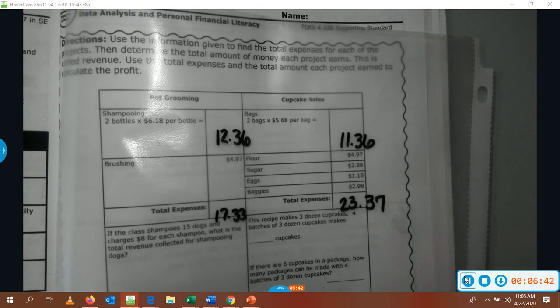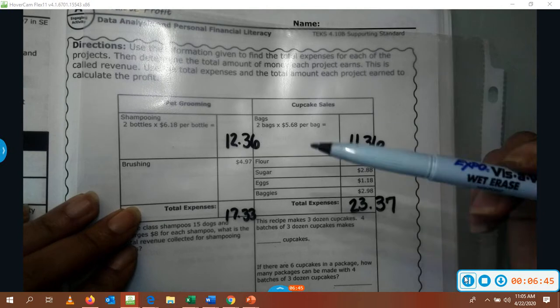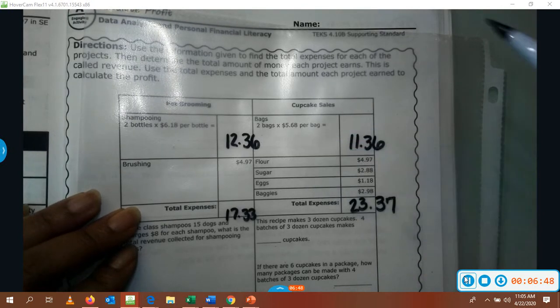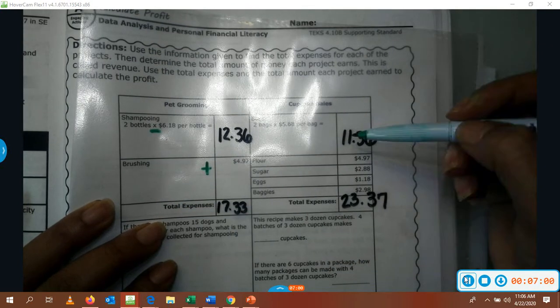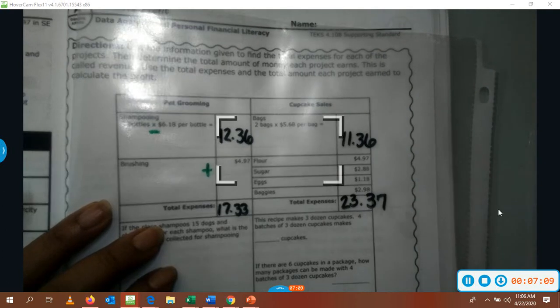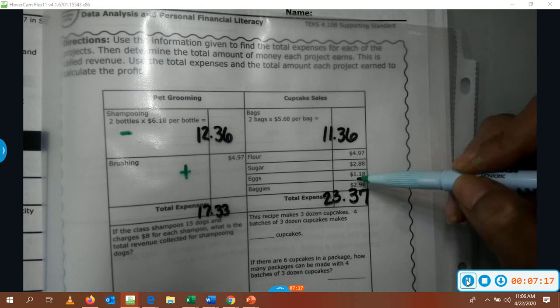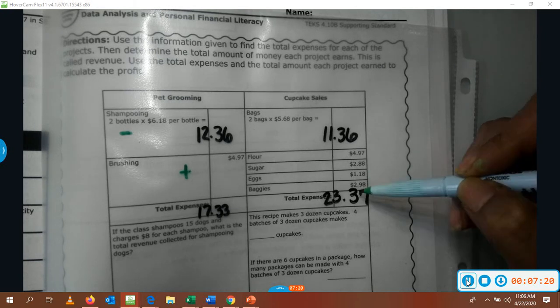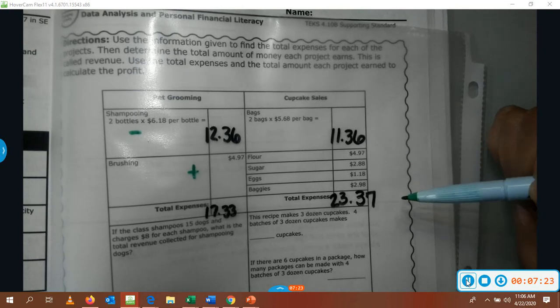Okay, so when we multiply $6.18 times 2, we got $12.36. You take $12.36 plus $4.97, and that will give you a total of $17.33. Then on this side, we will take 2 times $5.68, which gives us $11.36. And when you add $11.36 plus $4.97, $2.80, or $1.18, $2.98, you'll get a total of $23.37.